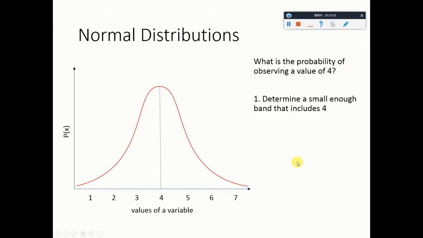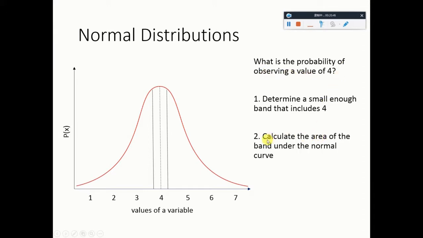So instead of using the height method, instead of saying what's the height of this point, we're looking at a method where we determine a very small range or band that includes our target value. Here it is not very narrow, but for illustration purposes, let's say this is a very narrow band that includes 4.